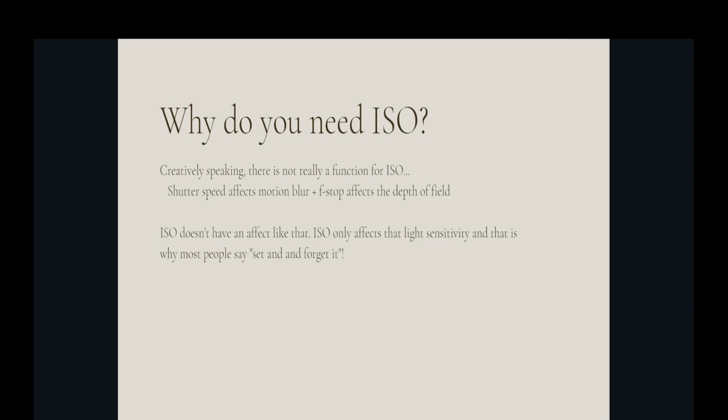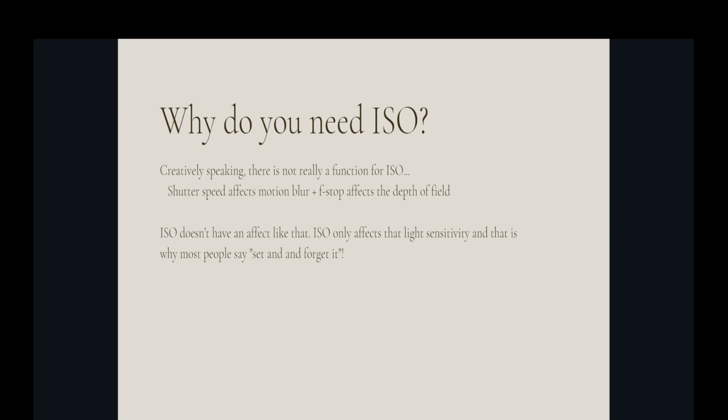ISO is different from the other settings like your f-stop and your shutter speed because it doesn't really have a creative purpose. Most of us know what the shutter speed affects. It's usually your motion blur, and if you wanted to take a picture and have it freeze frame, that is what shutter speed affects. Now your f-stop is your depth of field. So obviously a lot of creativity with your photos is basically pulling your subject away from the background.